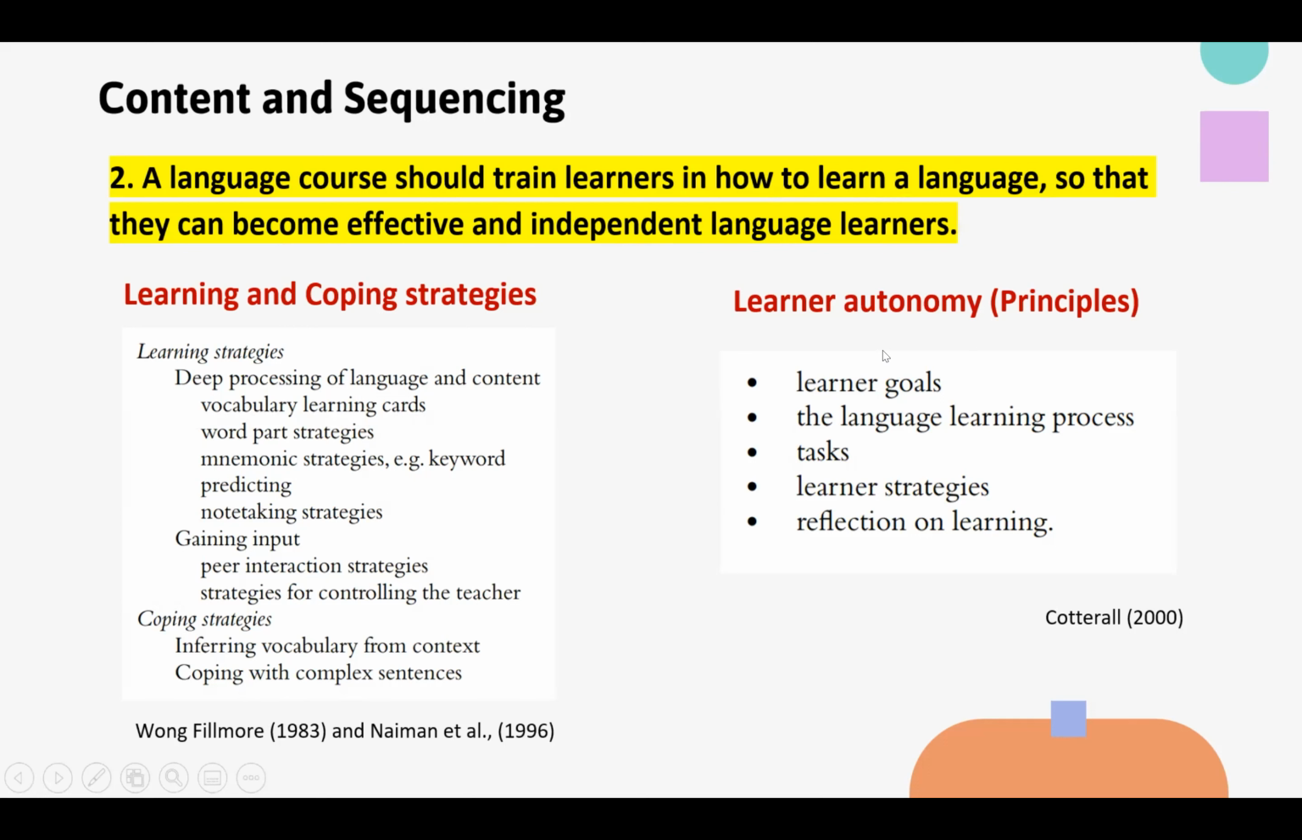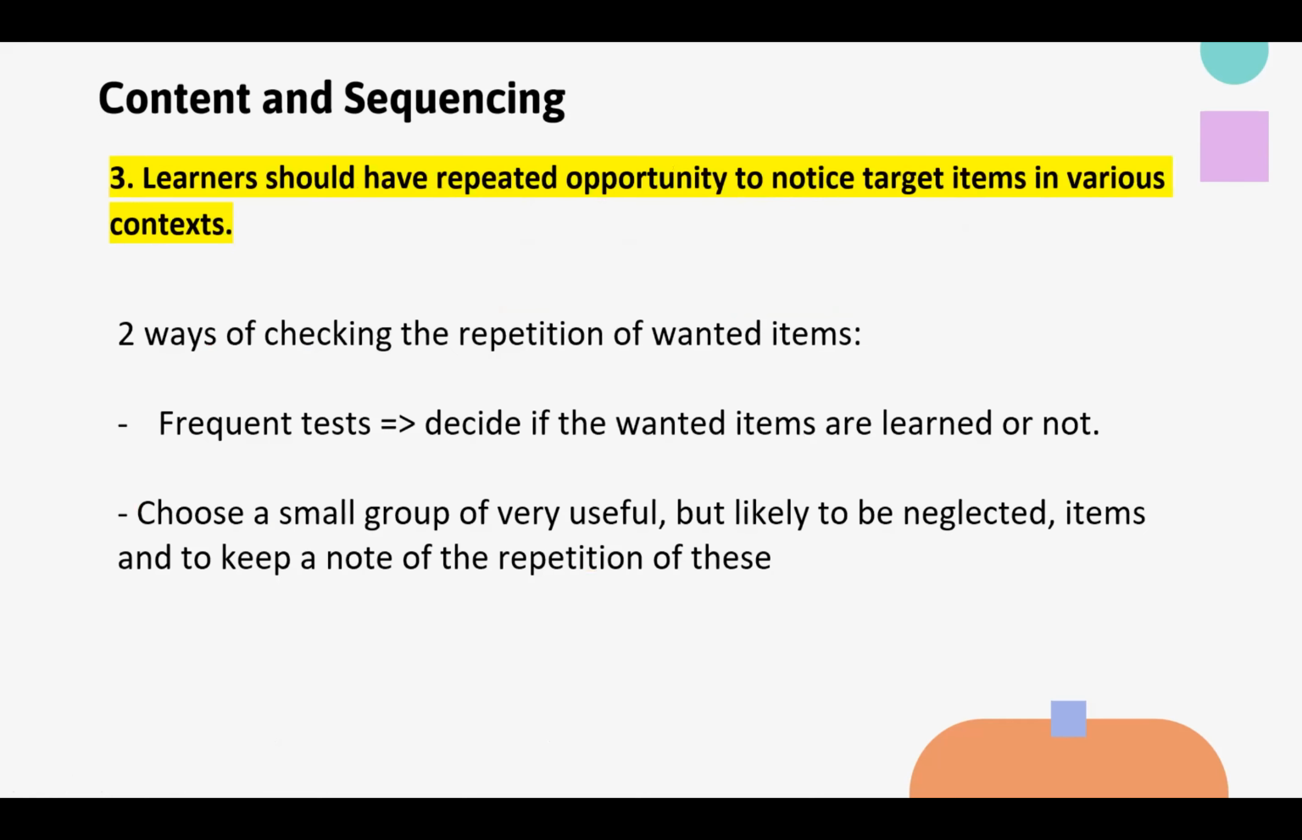And to boost learner autonomy, we should focus on the learner's goals, the language learning process, tasks, learner strategies, and reflection on learning. Principle number three, learners should have repeated opportunities to notice target items in various contexts.